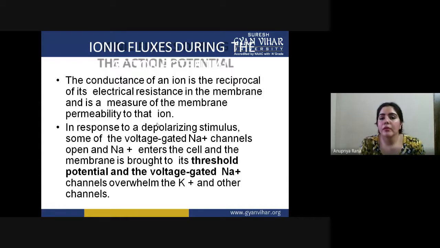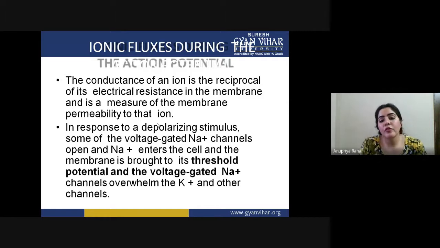So what happens? This is a total opposite situation. If we talk about the conduction of an ion, that is just the opposite of the electrical resistance. So here there will be an initiation of something, not resistance. So what kind of thing will be initiated by that particular formula?